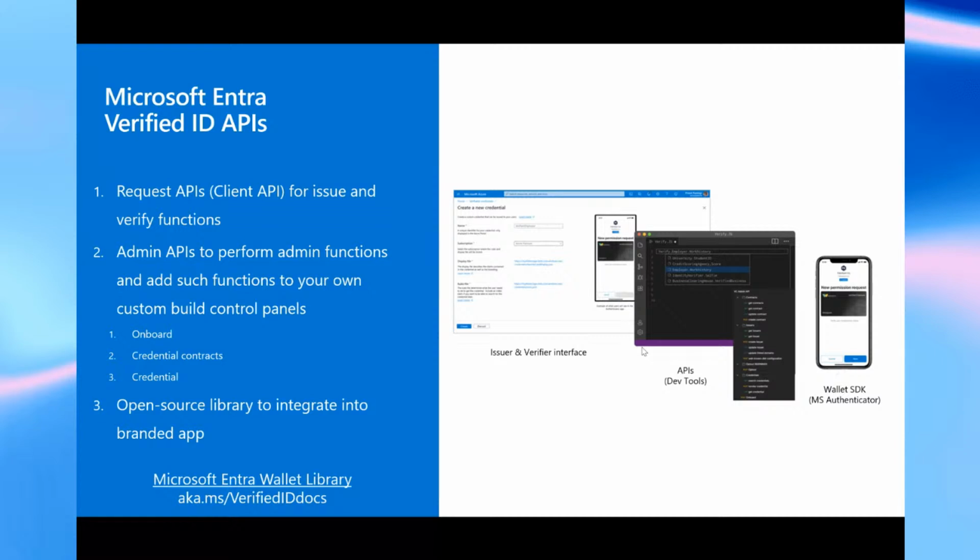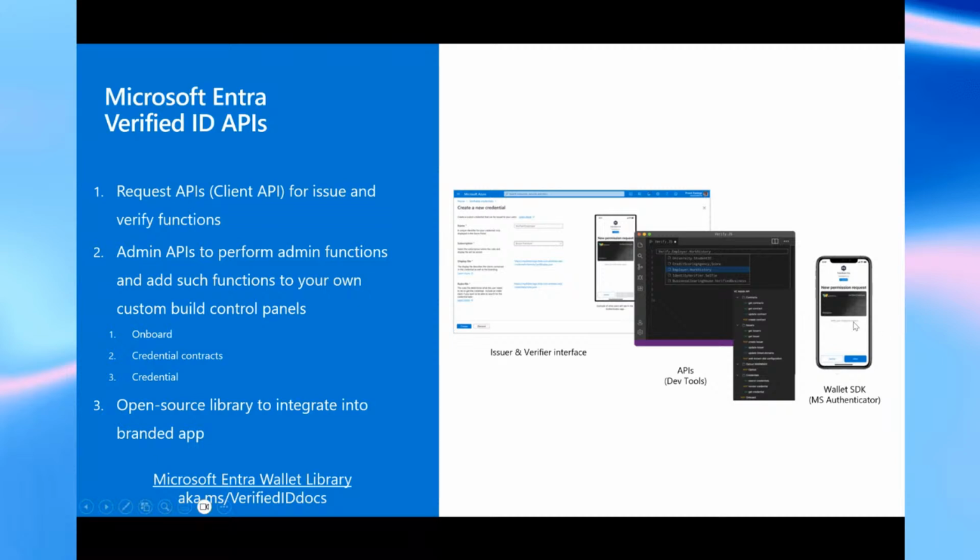We also offer the client API, or what we call the request API, that allows you to build those issue and verify functions. Like in the demonstration you saw before this section, we showed that a user is clicking on a button that generates a QR code, and the user scans that QR code to accept the card. That's an issuance flow. And the other pattern was the user went to the help desk flow, initiated a QR code scan, did a face check. That's a presentation flow. So we offer both issuance and presentation endpoints.